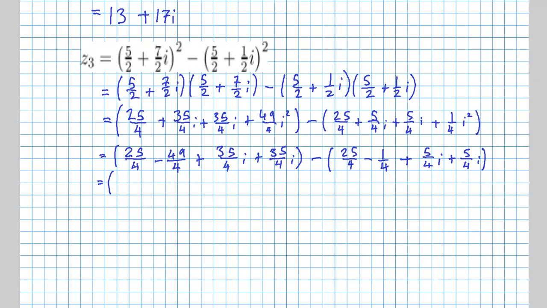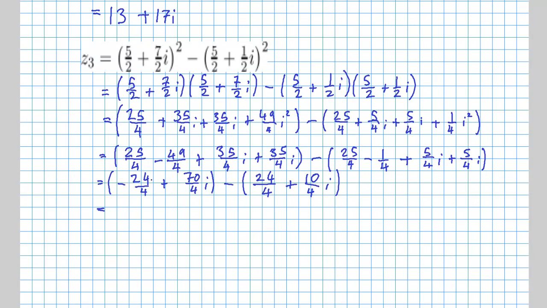So the 25 minus 49 is going to be minus 24 over 4. 35 over 4 plus 35 over 4 is going to be 70 over 4, and don't forget the trailing i there. And the second bracket, we're going to have 25 over 4 minus 1 over 4. That's going to be 24 over 4. And we've got a 5 over 4 plus a 5 over 4, so there are 10 over 4 i's.